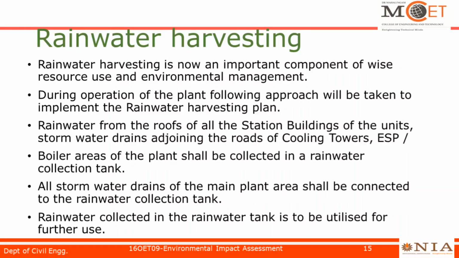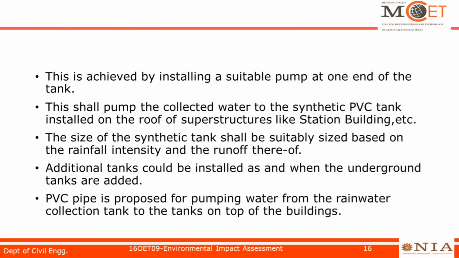Rainwater collected in the rainwater tank is to be utilized for further use. So this is achieved by installing a suitable pump at one end of the tank. This shall pump the collected water to the synthetic PVC tank installed on the roof of the superstructures like station buildings, etc. Size of the synthetic tank shall be suitably sized based on the rainfall intensity and the runoff thereof. Additional tanks should be installed as and when the underground tanks are added. PVC pipe is proposed for pumping water from the rainwater collecting tank to the tanks on the top of the building.